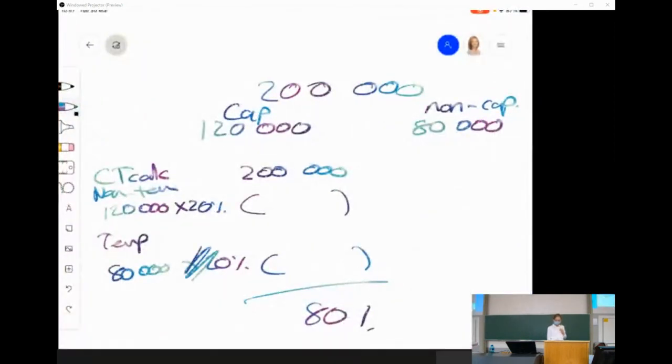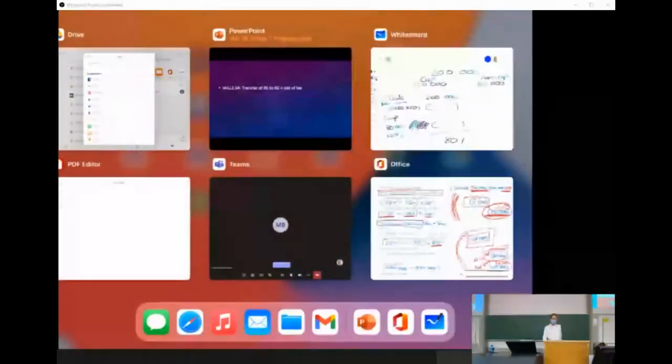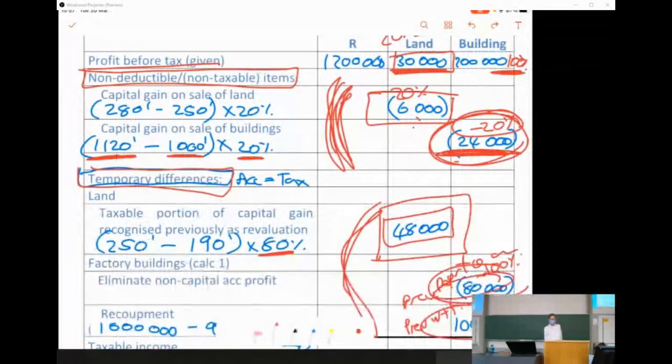Here I don't have the 20%. I'm taxed on the full 80,000. For the temporary differences, we tax on the full 100%. Which is why I eliminate the accounting and put in the recoupment.